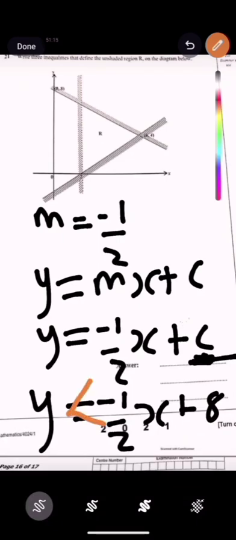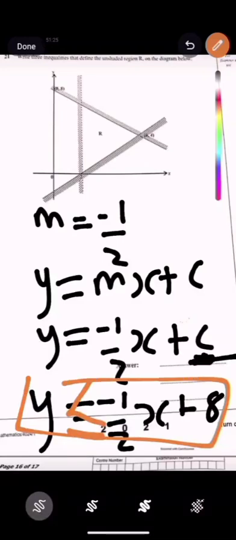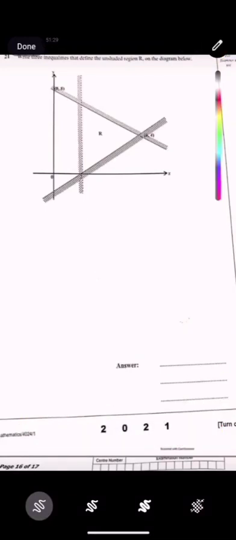And since it's a solid line, it means equal to. When it's a solid line, then this has to be indicated. So this is the second equation. The third is the difficult one now, because we don't know where it's cutting the y-axis.